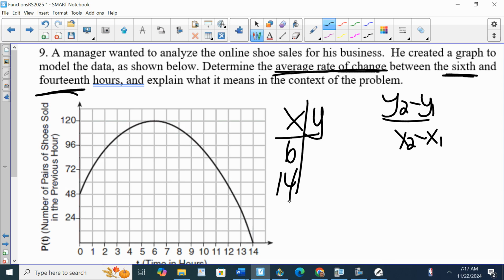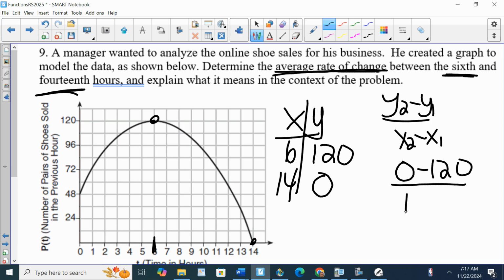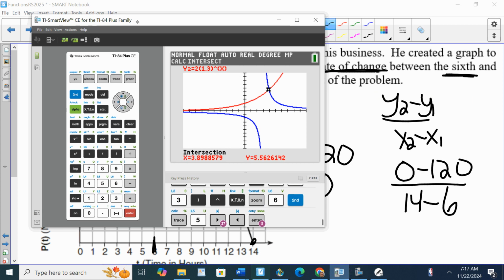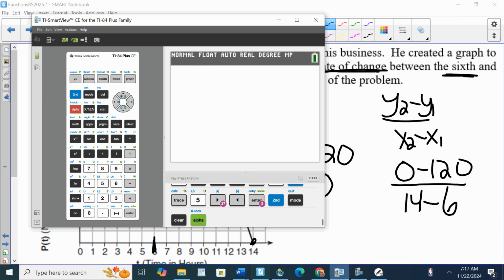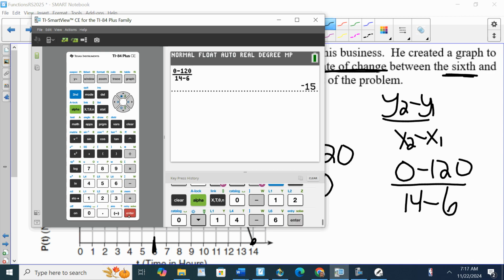Because it gives me a graph, I pull the corresponding y values from the graph. When x is 6, the y value is 120. When x is 14, the y value is 0. So, bottom minus top. Make sure the y's are on top. I go to my calculator. I make it simple. Alpha x, 0 minus 120 over 14 minus 6, negative 15.